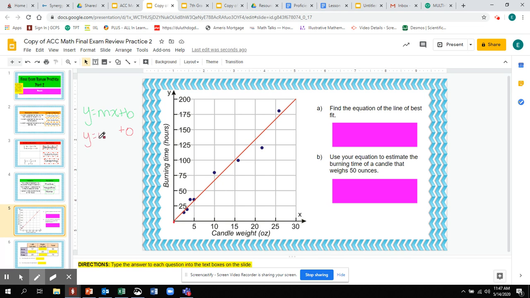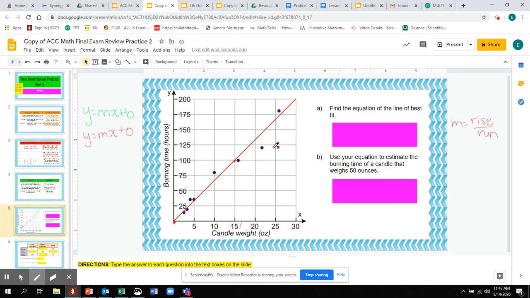Now, since I know my y-intercept, I now need to find my slope. Remember, when we're finding slope, that's always going to be rise over run. So I'm going to start at my y-intercept. Now, I'm going to go up on my graph until I find a point on the line that I can use. None of these are points that I know their exact value, but when I get right here, this point on the line has an x value of 15 and a y value of 100.